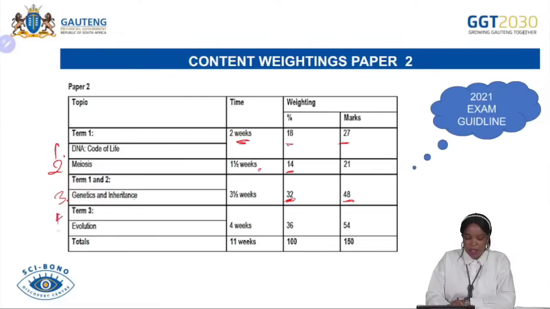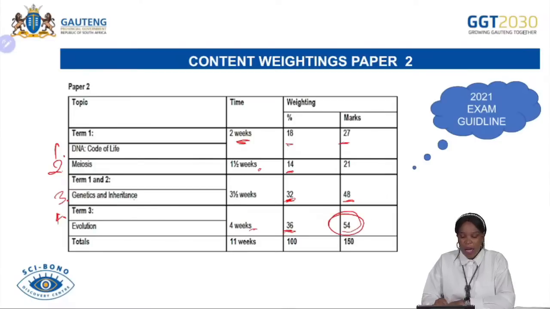Then the last topic that you need to study for paper 2 is evolution. This is what you've just done now. It is recent and the information is still new and fresh in your mind. Then you did this for the entire 4 weeks now. The time that you did, it tells you the weight also. So the weight on the paper will be 36%, and then the total marks is 54. Now, out of this 54, you must make sure that you score.